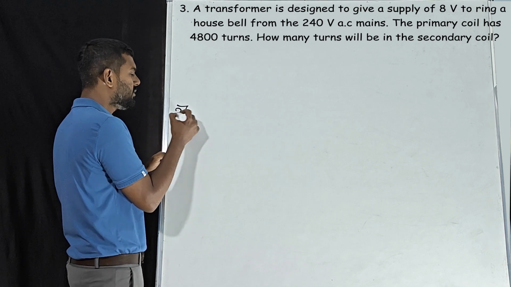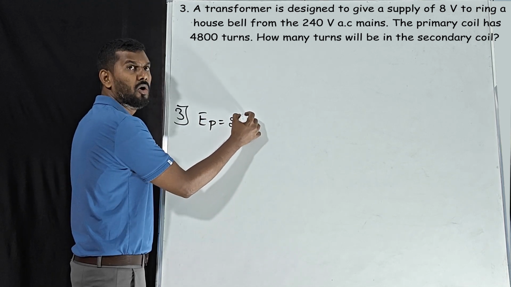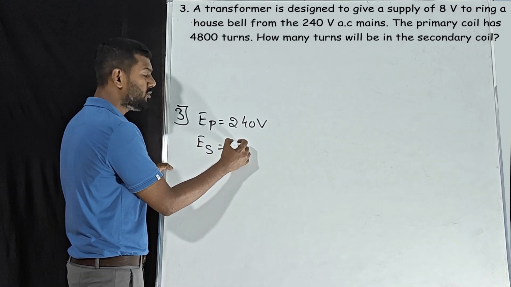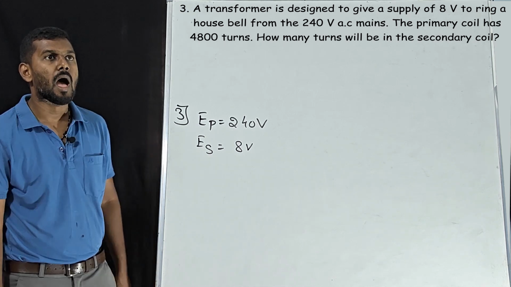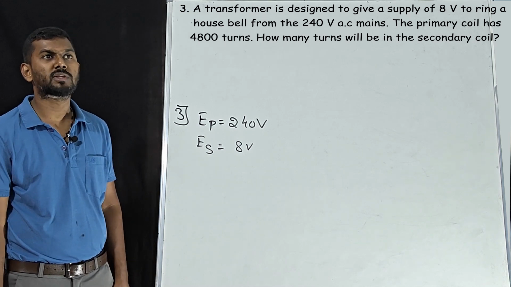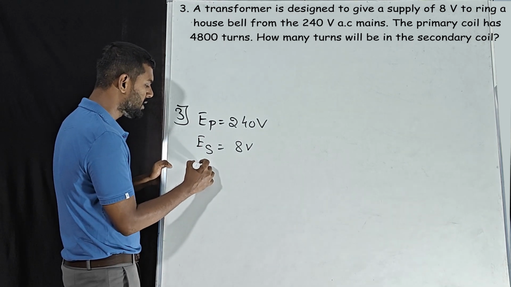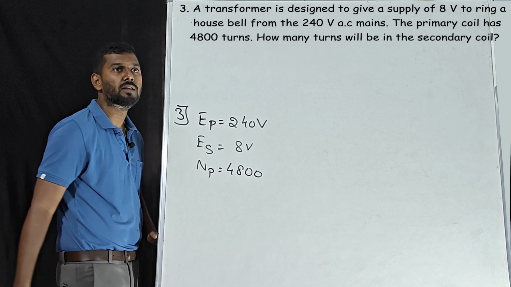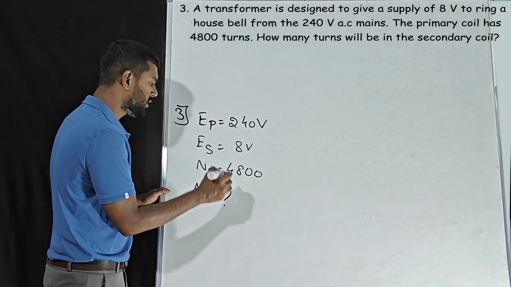So this is the third question. Input voltage EP is equal to 240 volts. Then ES is equal to 8 volts. Then the primary coil has 4800 turns. Primary means NP is equal to 4800. Then how many turns will be in the secondary? NS we have to find.